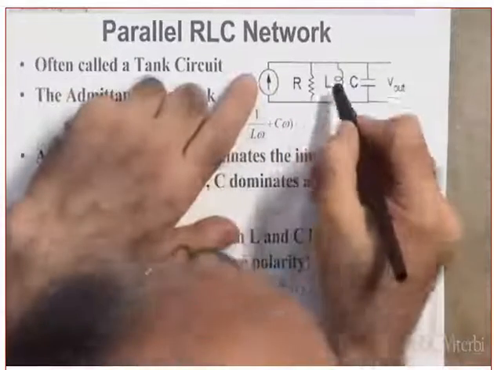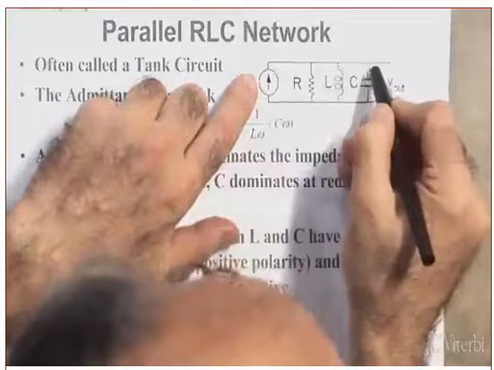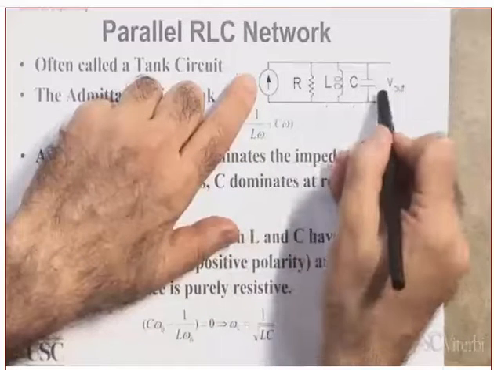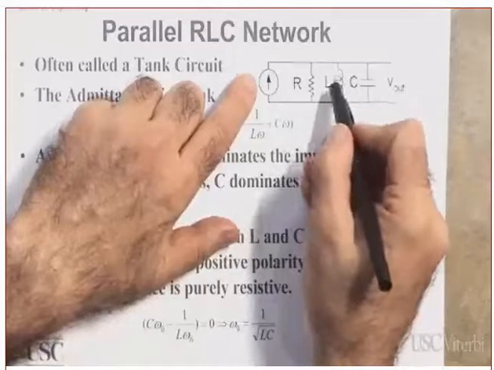In other words, if you see the current in here, and if you see the current in here, if you calculate that, how do you calculate the current here? The current here is the voltage divided by this impedance. Yes or no?